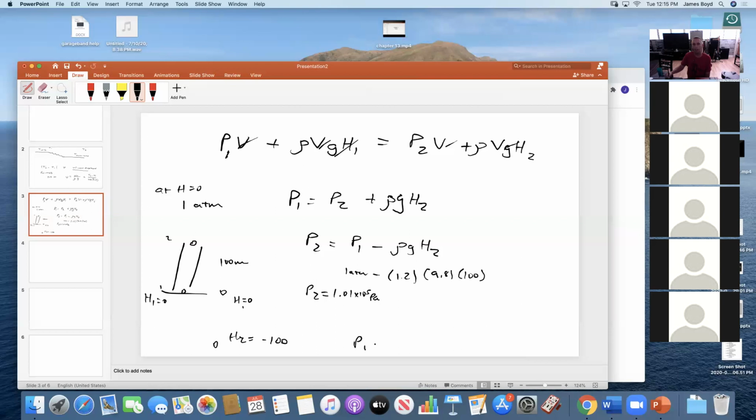And what we get is P1 plus, well, it would still be minus rho G H2, but H2 is negative. So this would be added pressure. As we go below the surface of the Earth, we gain pressure. As we rise up, we lose pressure. So you only have this to know.